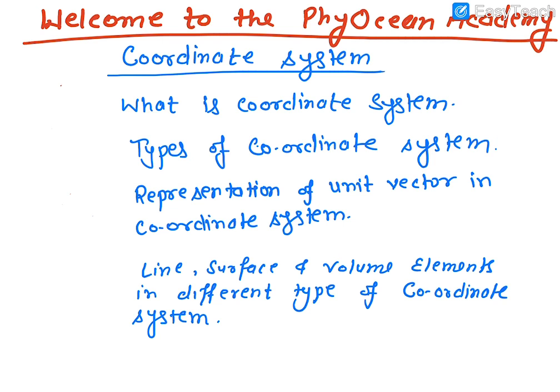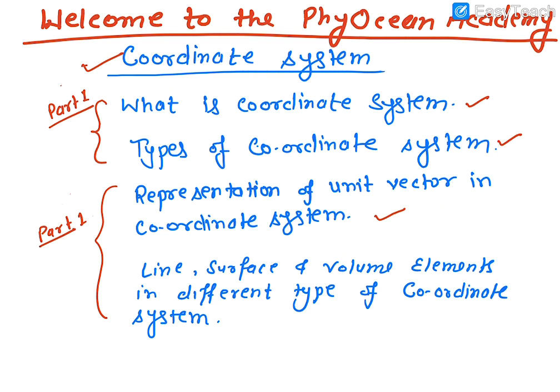So today we will start studying about coordinate systems. In this, I decided to divide it into two parts. One is part 1 and one is part 2. Part 1 contains only what a coordinate system is and the types of coordinate systems, while part 2 contains a representation of unit vectors in coordinate systems as well as line, surface and volume elements in different types of coordinate systems. Okay, so today we will start with what is the coordinate system.